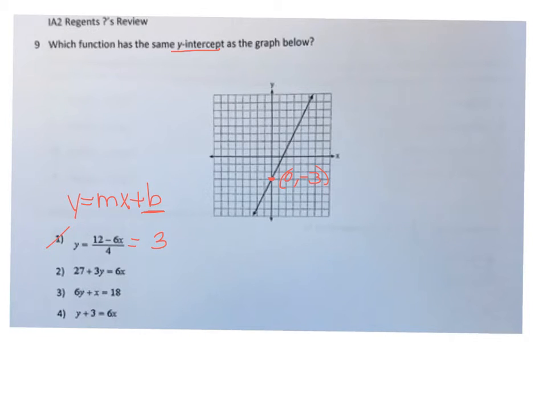I'm going to take a look at number 2 and solve this equation for y. So I'm going to subtract 27 from both sides. And then I'm going to divide out the 3. So I get y is equal to 2x minus 9. So that's not a -3. This value right here is what I'm looking at. So I need a negative 3. This doesn't work.